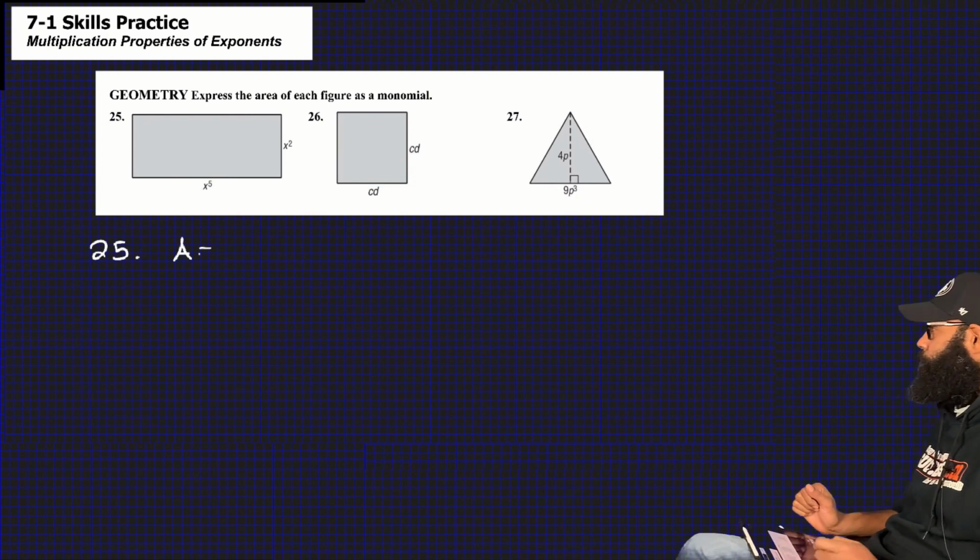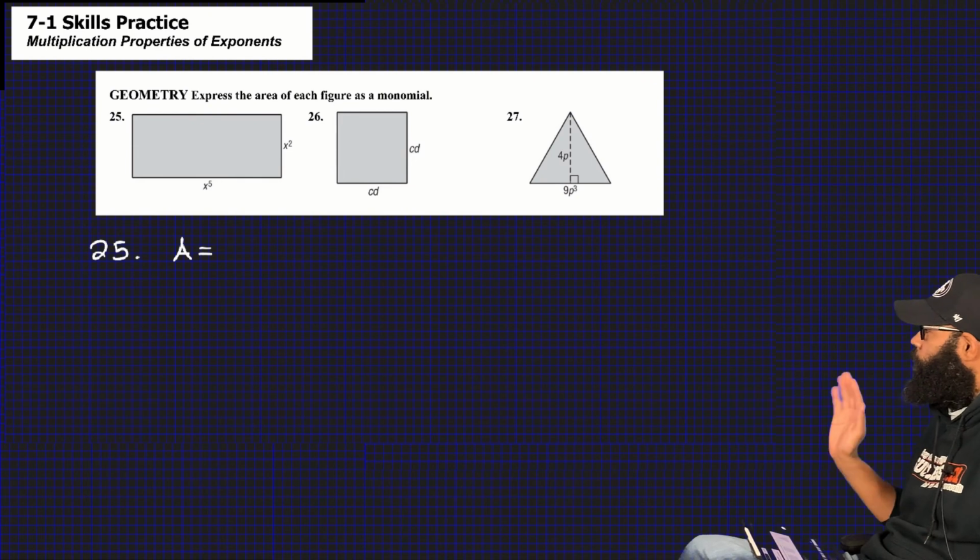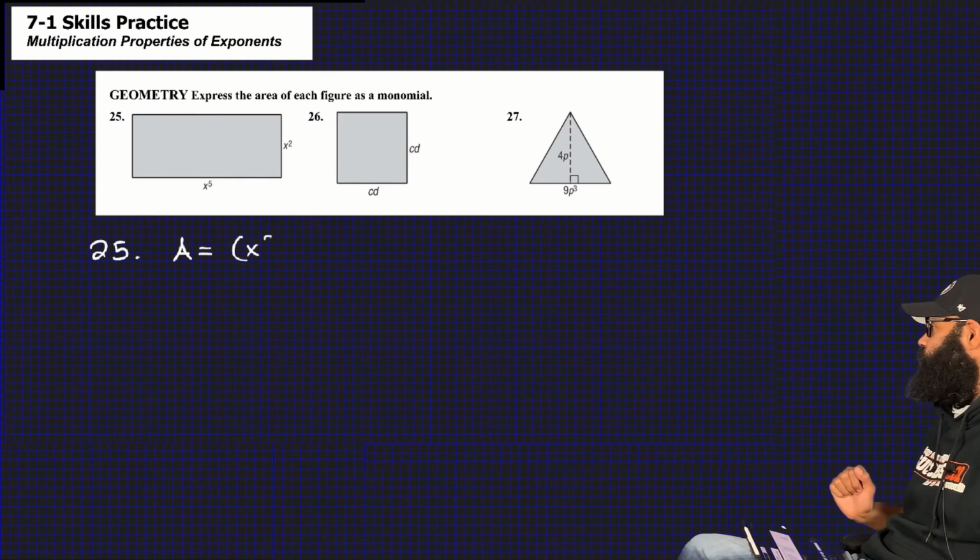The area is basically the base times the height. So x to the fifth times x to the second. Well, it's like 5 plus 2, x to the seventh.